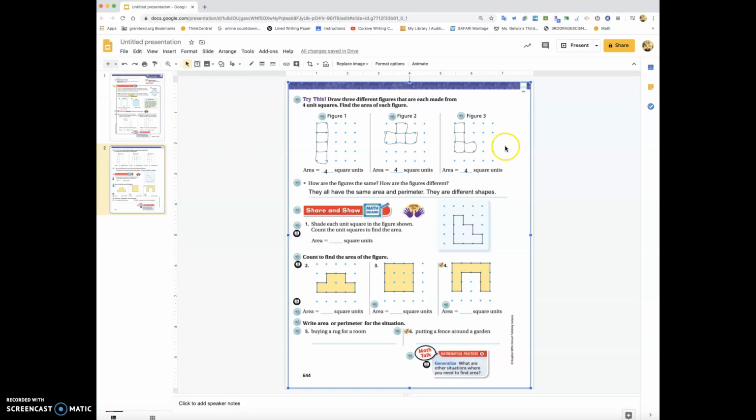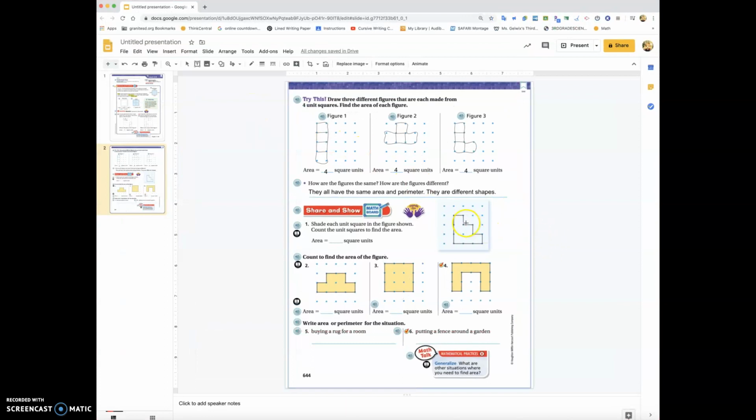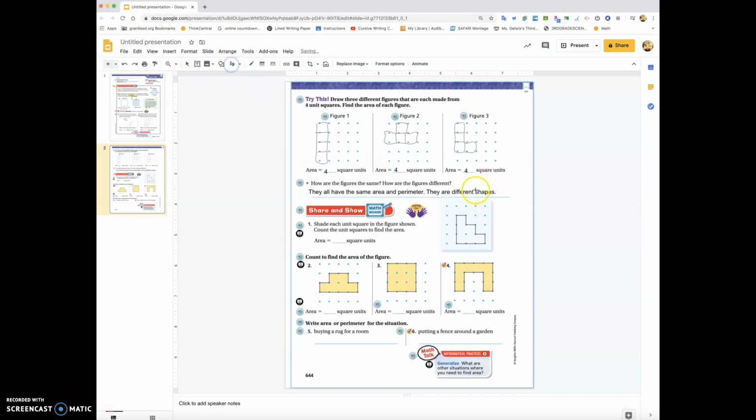So we're going to go into share and show, and it says shade each unit square in the figure below. Count the unit squares to find the area. So watch this shading. Try not to be jealous. Oh, you are not supposed to do that. So here I am with my squiggle. I'm going to shade. Not like that. So here is 1. There's 1. Here is 2. I'm going to go across. 3.